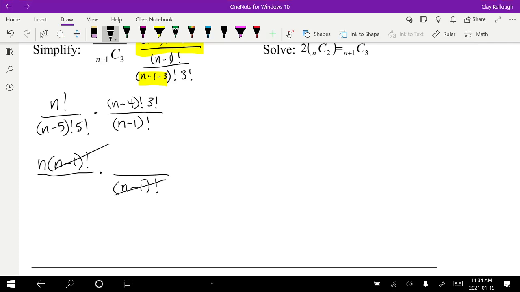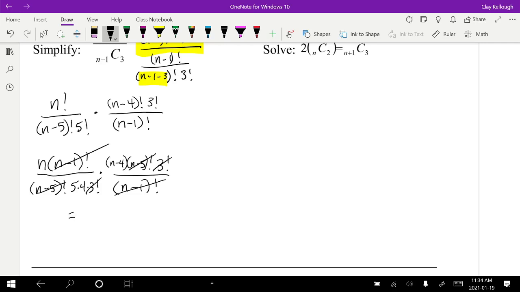I'm going to down here change this to 5 times 4 times 3 factorial. And then I'm going to stop there. How come? Because there's a 3 factorial on the top. Bye-bye. N minus 4 factorial is like saying n minus 4 times n minus 5 factorial. And I stopped. Why did I stop? Because down here I have an n minus 5 factorial. Bye-bye. Isn't that nice? Look at all the cancels that happen.